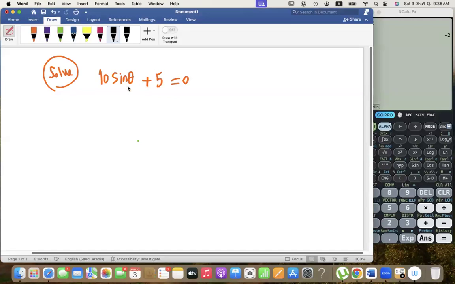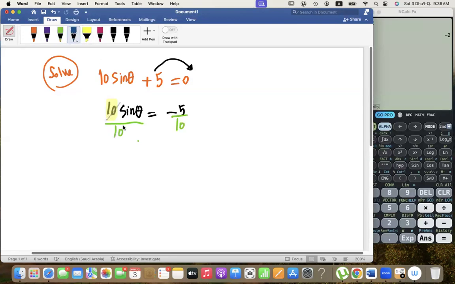So first of all, we need to solve it for sine. I'm going to transpose the 5 to the other side, so 10 sine theta is going to give us negative 5. Now we need to get rid of the 10 because I need just sine alone, so I'm going to divide by 10 on both sides.